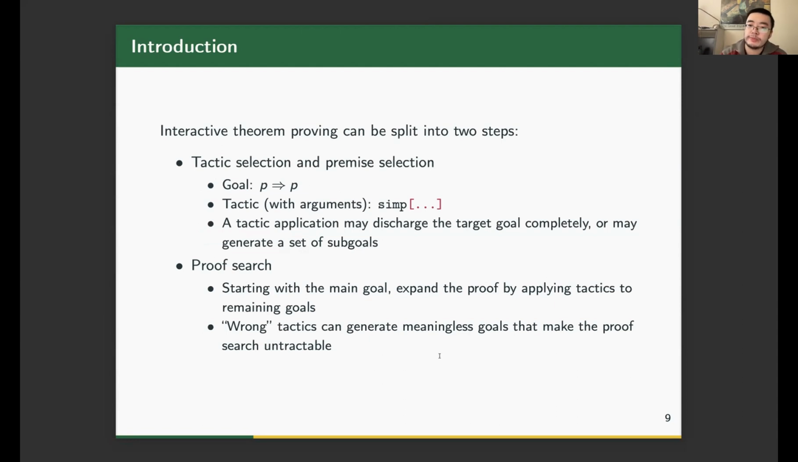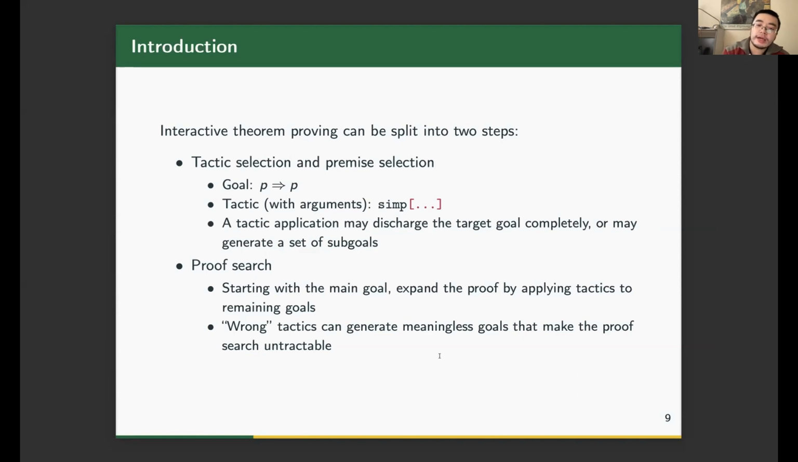If you have A equals B and we have a lemma that says B equals C, then by performing simplification, we can have A equals C, right? But in this case, you will need the lemma B equals C, right? So that is something you need to provide to the tactic. So the first step is that given a goal, we need to perform tactic selection and premise selection. This is the first part of interactive theorem proving.